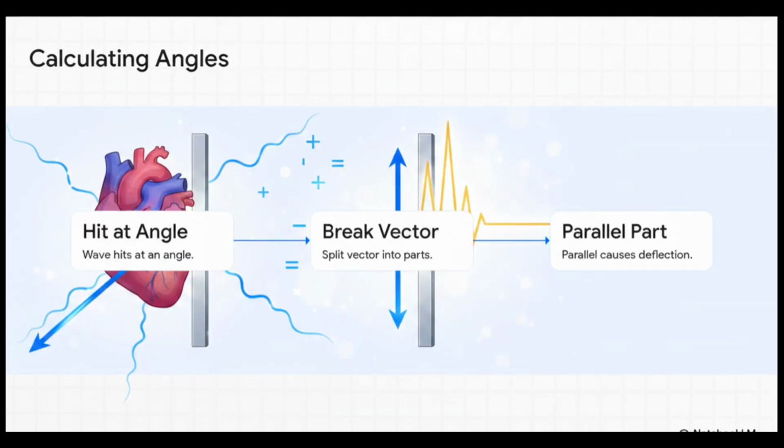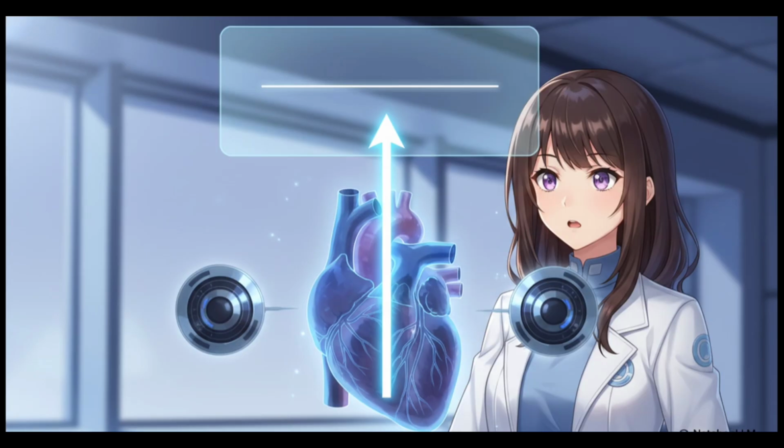But here's the catch. Human biology almost never lines up perfectly with our physical equipment. When an electrical wave hits at an angle, the physics gets a little tricky. We have to break that vector down into two parts, one parallel to our electrodes and one perpendicular. The size of the deflection on the ECG always, and I mean always, corresponds only to that parallel piece going toward the electrode.